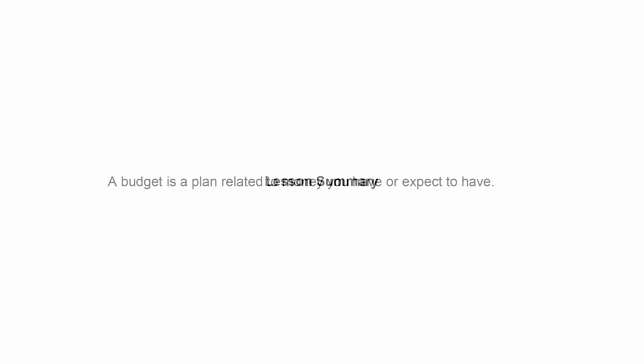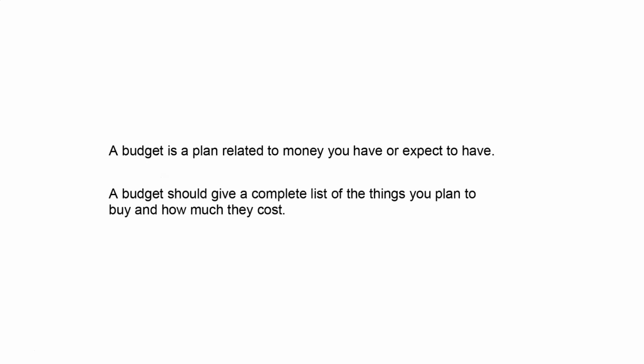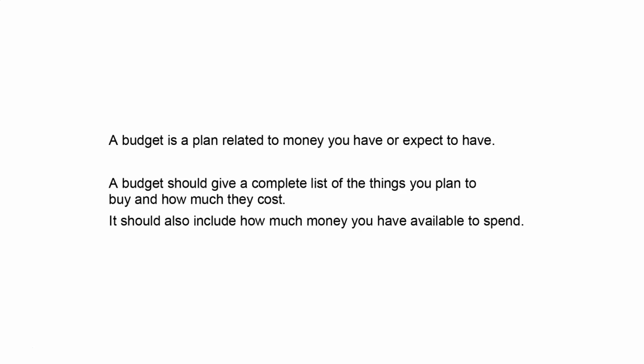Lesson summary. A budget is a plan related to money you have or expect to have. A budget should give a complete list of the things you plan to buy and how much they cost. It should also include how much money you have available to spend.